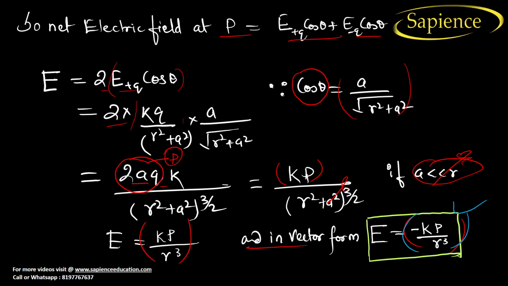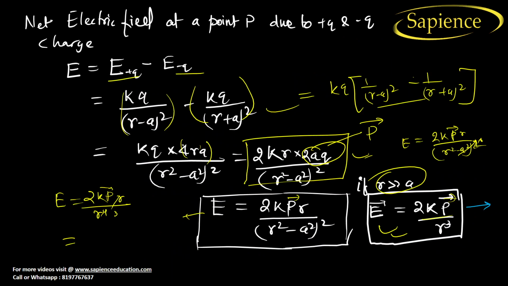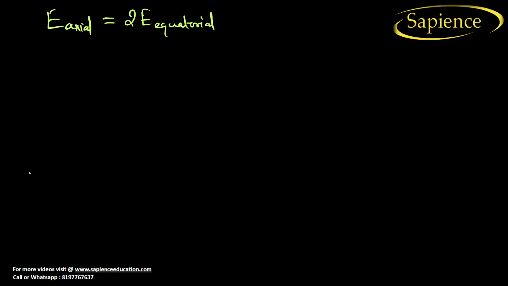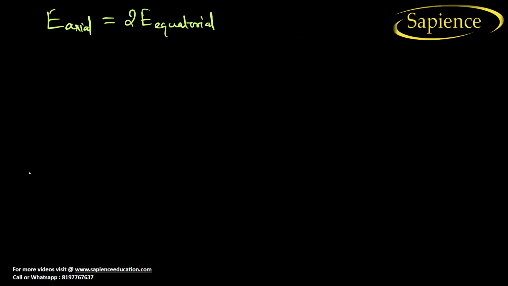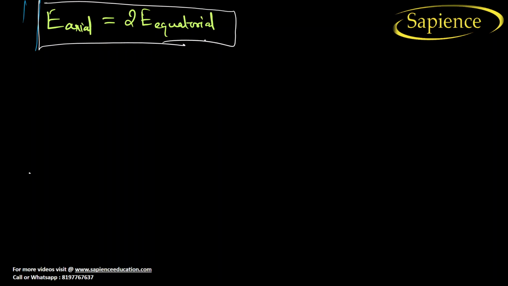One thing you have noticed here: for axial, the electric field at an axial point is equal to 2kp by r cube, but at the equatorial plane it is kp by r cube. It means that we can find a relation, that E axial is equal to twice the E equatorial. Okay, so the axial has more electric field than the equatorial.